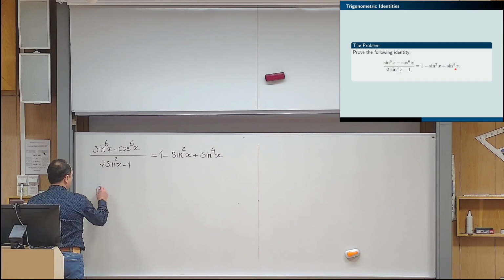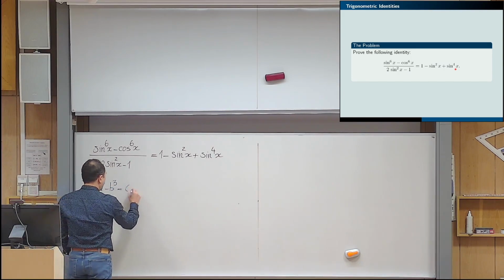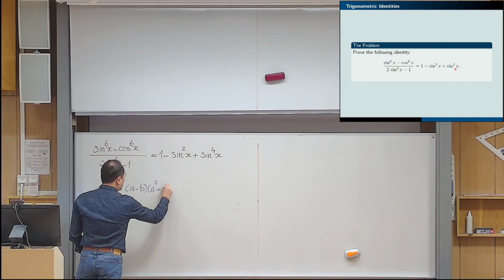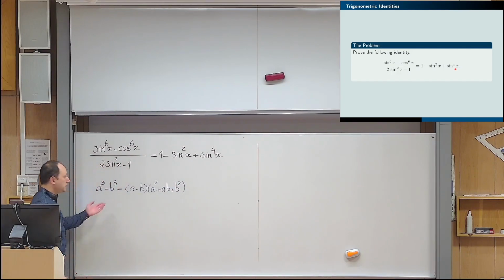If I have the difference of two cubes, a to the third minus b to the third, this can be written as a minus b times a squared plus ab plus b squared. That's extremely easy to see why.